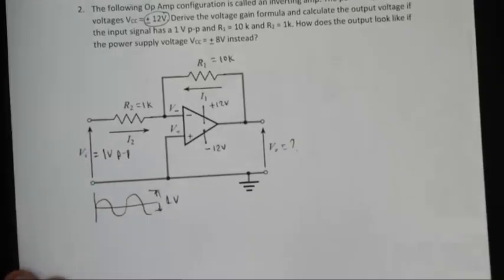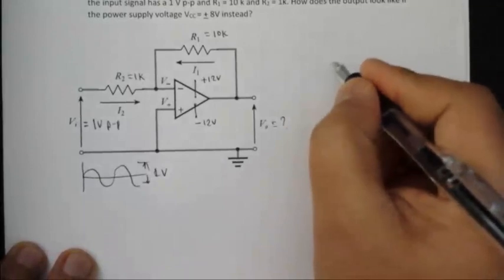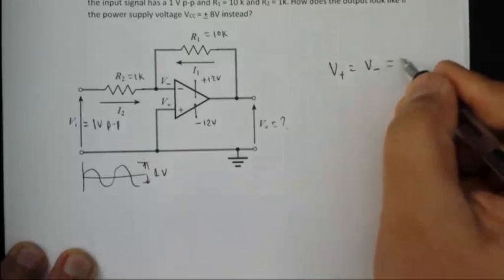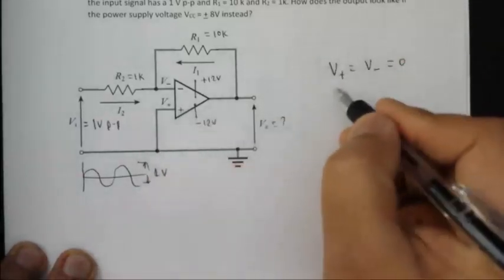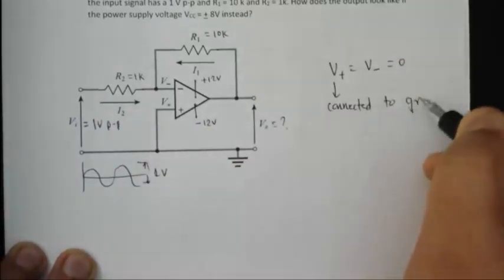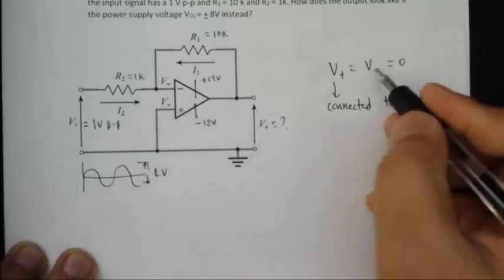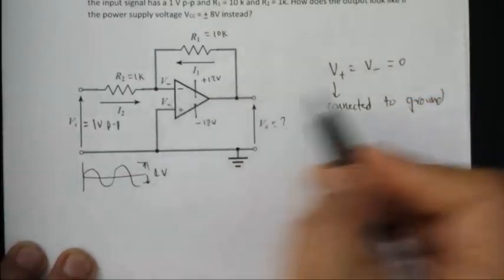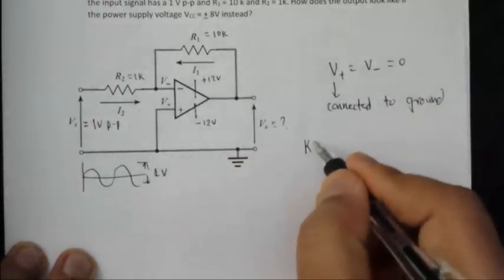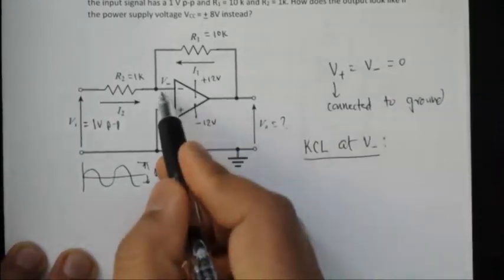So what would be the output? That's the question. Then you just use the regular idea: in an op-amp you know that V plus is equal to V minus, and has to be equal to 0, because V plus is connected to ground. That will automatically put V minus at virtual ground. So that's the condition.